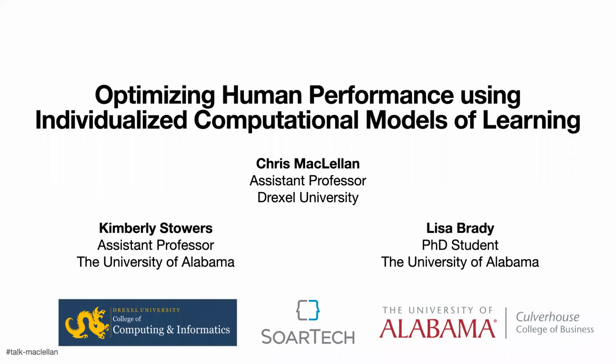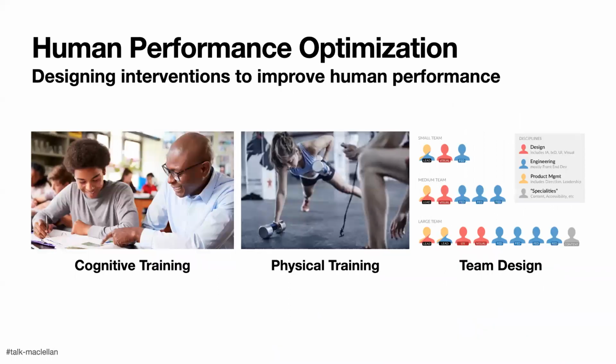Talking to you about my work on optimizing human performance using individualized computational models of learning. So I just want to start out by talking a little bit about what I mean by human performance optimization. Simply put, it's about designing interventions to improve human performance. And human performance can be optimized in a number of different domains and in different human applications.